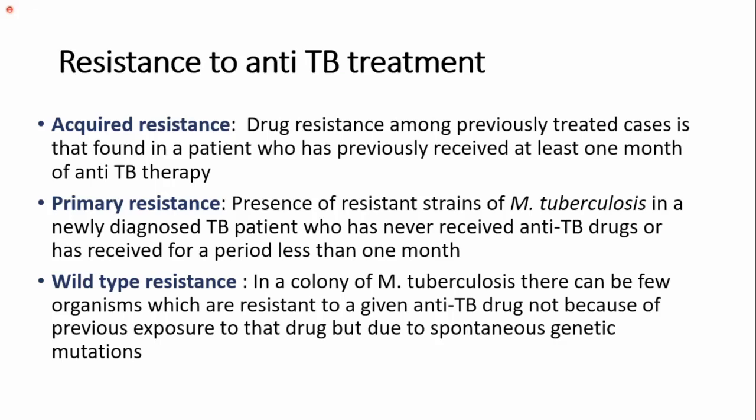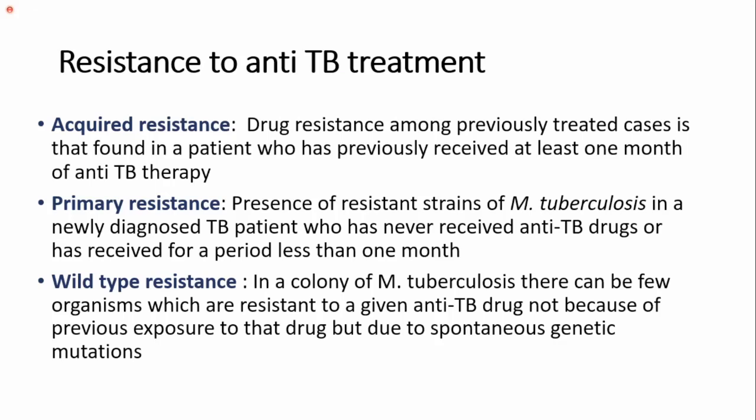And then there is primary resistance, where that happens in patients who have not been treated before, or who may have had a course of anti-TB treatment for a period less than 1 month. So if one of these patients comes with a population of microorganisms in the cultures which is not responding to the tested antibiotics, then we call it primary resistance. Primary in the newly diagnosed ones, or those who have used it for less than 1 month. Acquired in those who have been previously treated, and those who have used anti-TB for more than 1 month's time.